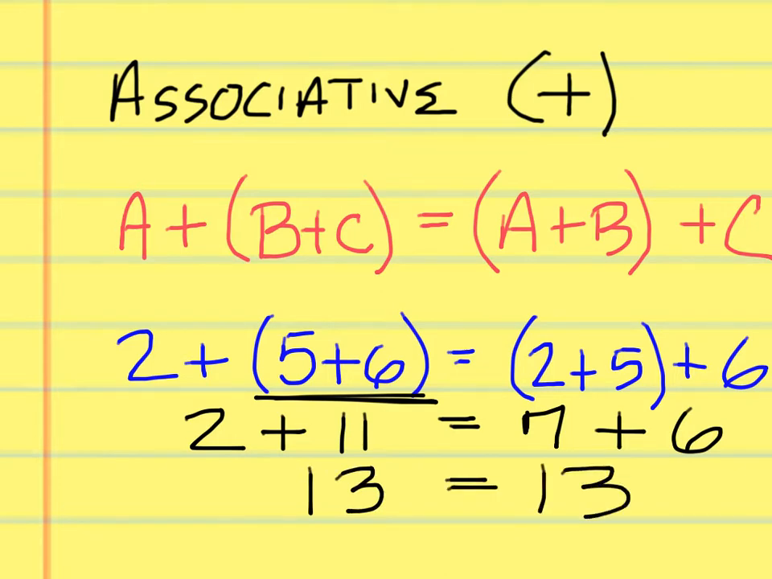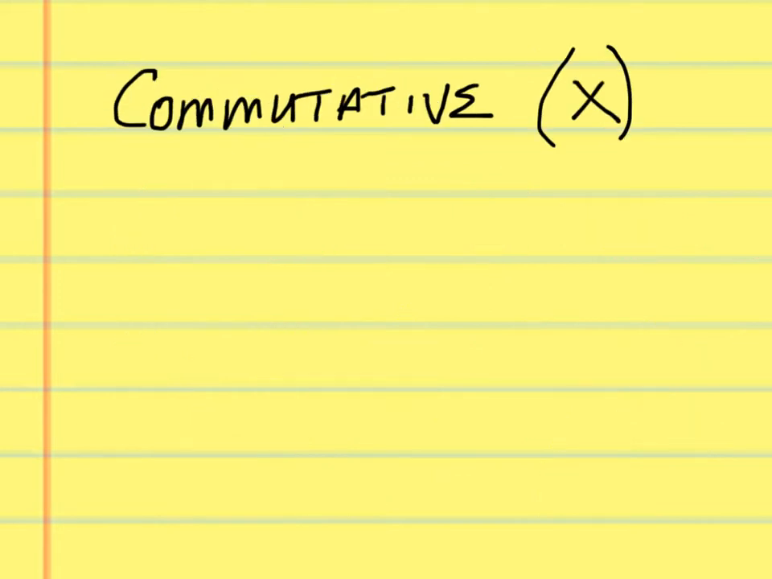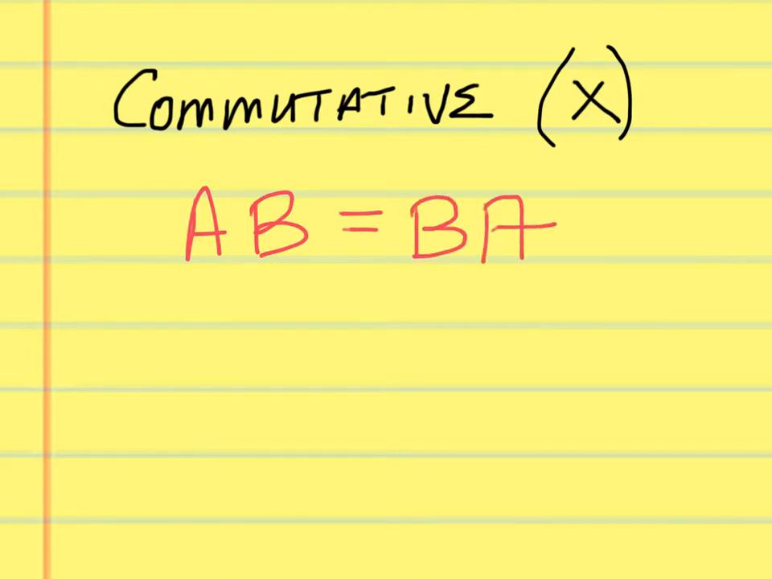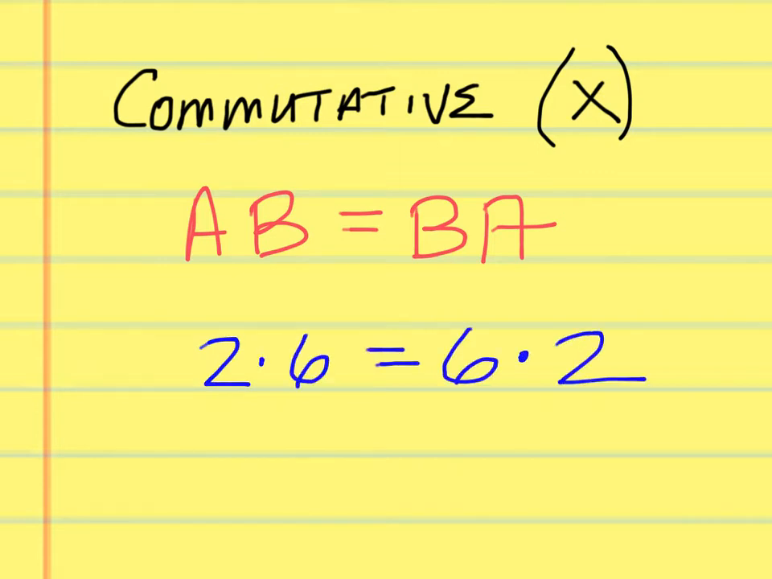So this means that when you have a list of numbers and they're all added together, you can add them in any order and still get the same answer. The commutative property of multiplication says that A times B is the same thing as B times A. In other words, if I had 2 times 6, that's the same thing as 6 times 2. In either case, it's still going to be 12.